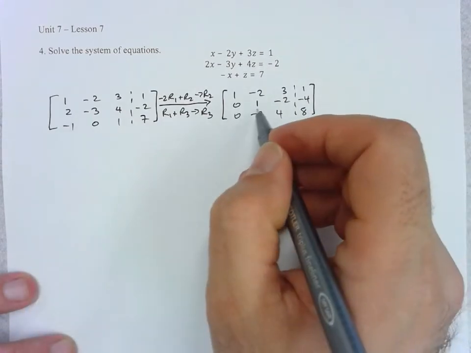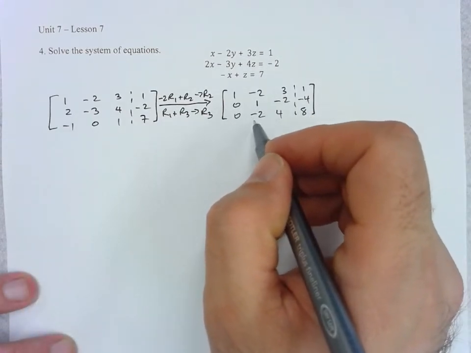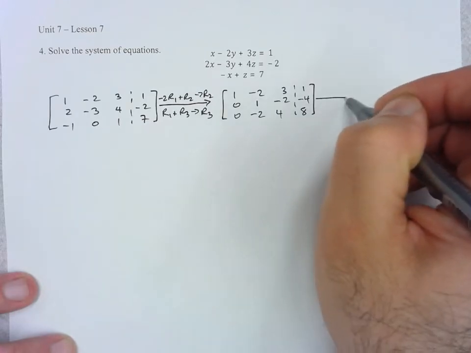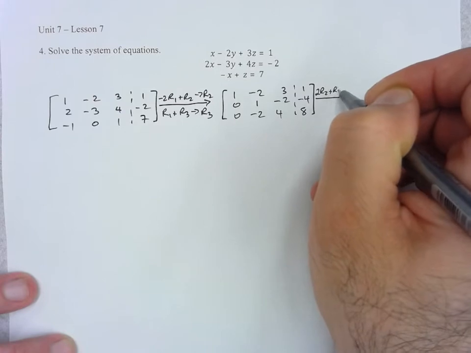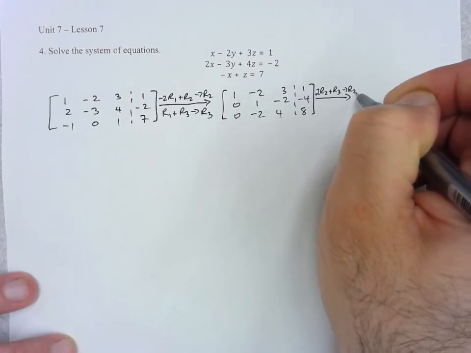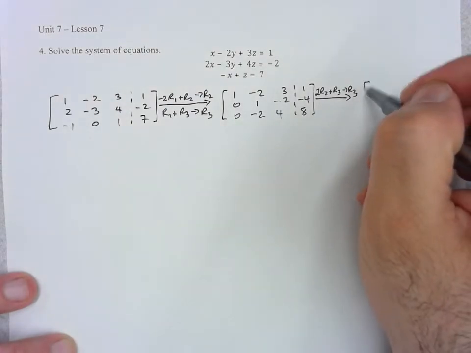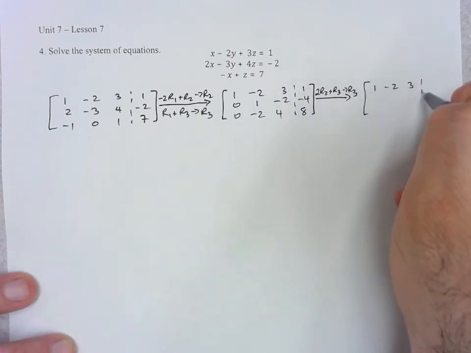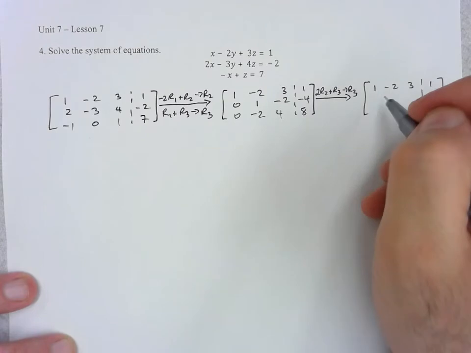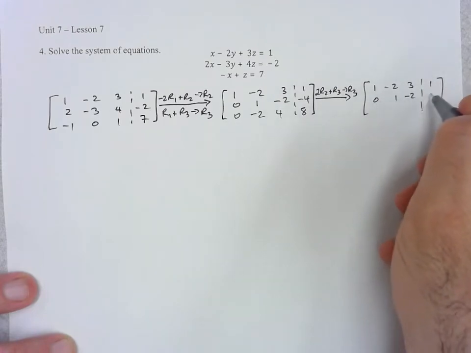Okay, and now I want to go and get my 0 right here. So I'm going to take 2r2 plus r3, and that will replace row 3. Okay, and let's see what happens. I think you can see where this is going. 1, -2, 3, and 1. Okay, so 0, 1, -2, -4.